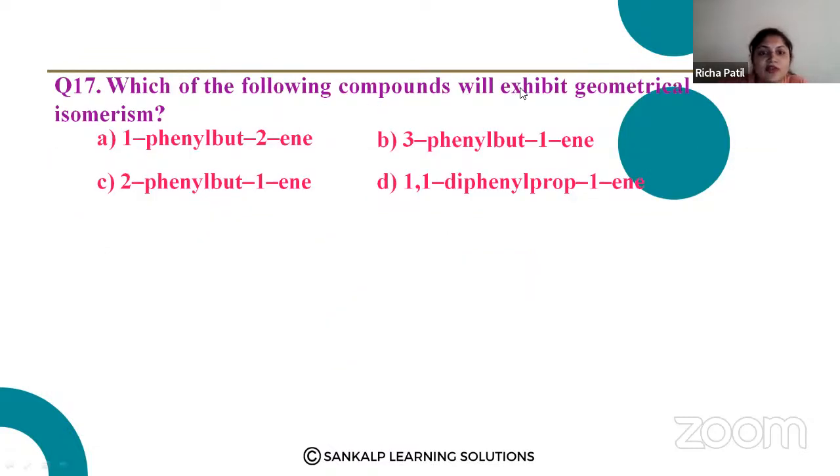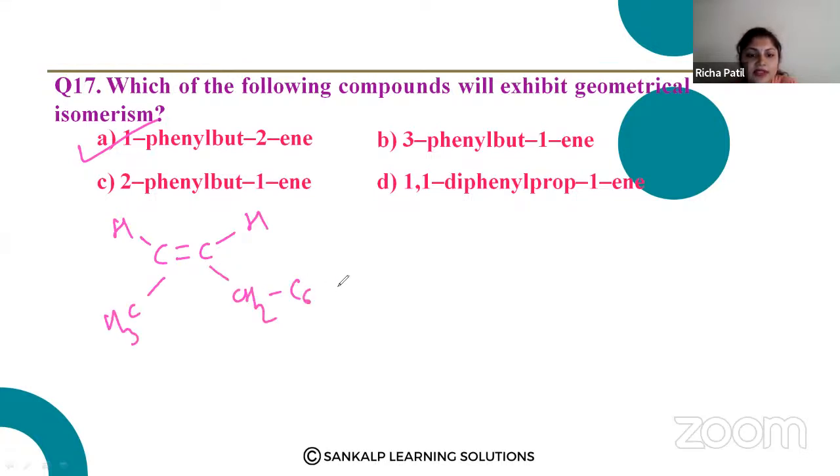Which of the following compounds will exhibit geometrical isomerism? You have to write the structures and then see which one fits. So the correct answer is A. I'll just write C. This is the structure of 1-phenylbut-2-ene. So this is the correct structure, and it will show geometrical isomerism.